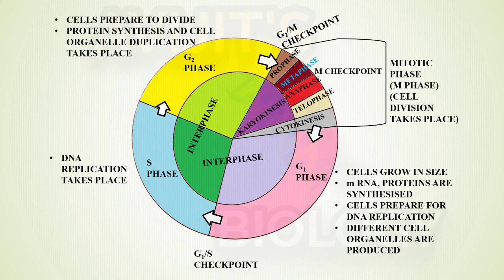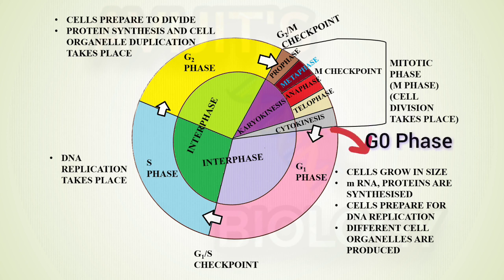Finally, there comes the G2 phase. Here the cells prepare to divide. It means they are preparing for the cell division, and protein synthesis and cell organelle duplication also take place. As it is the second gap between the DNA replication phase or the S phase and the new cell division phase, it is known as the gap 2 phase. And after DNA synthesis, the cells are growing for the second time, so it is known as the growth 2 phase.